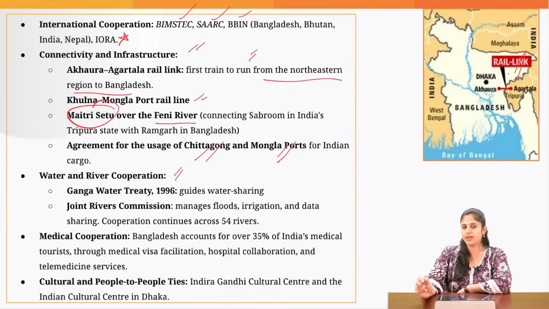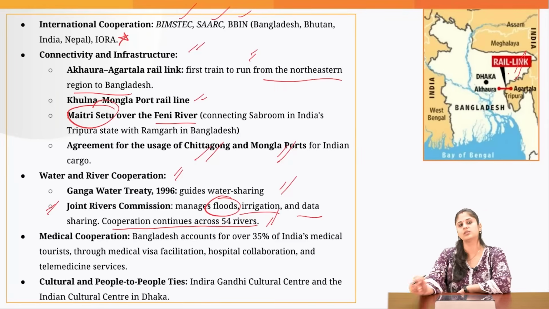Then we also cooperate when it comes to river management. We have the Ganga Water Treaty in 1996, based on which there is sharing of data on the flow of the Ganga river. And there are joint rivers commissions also, wherein the data is shared on the flow of the rivers. And the two countries also collaborate on flood management, irrigation, and data sharing, and cooperation continues across 54 rivers except Teesta.